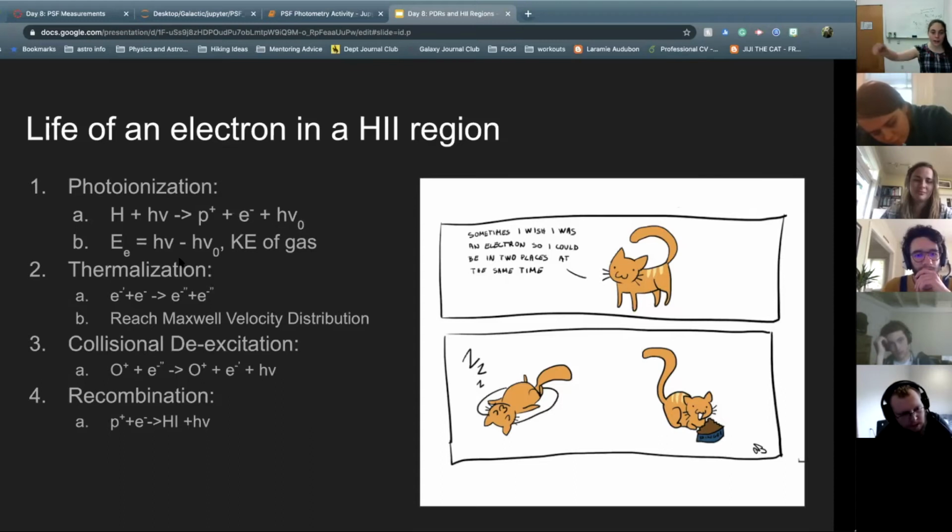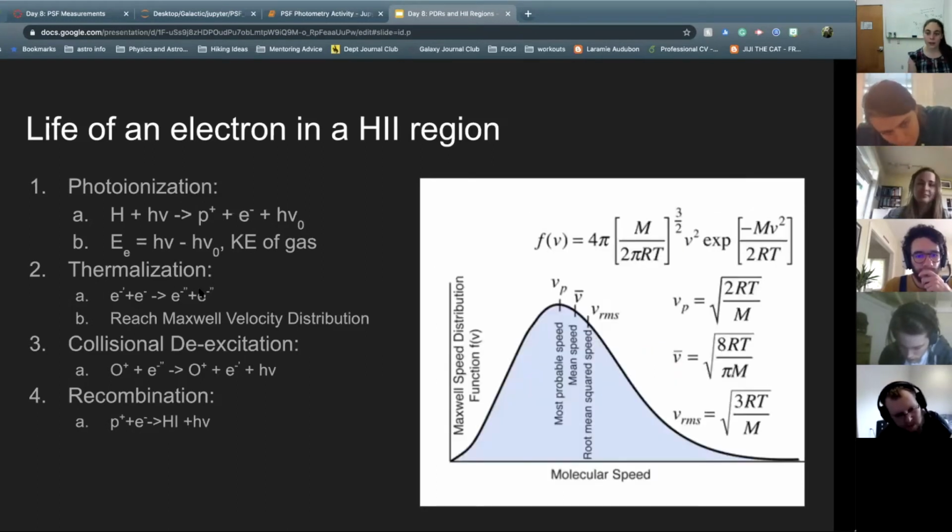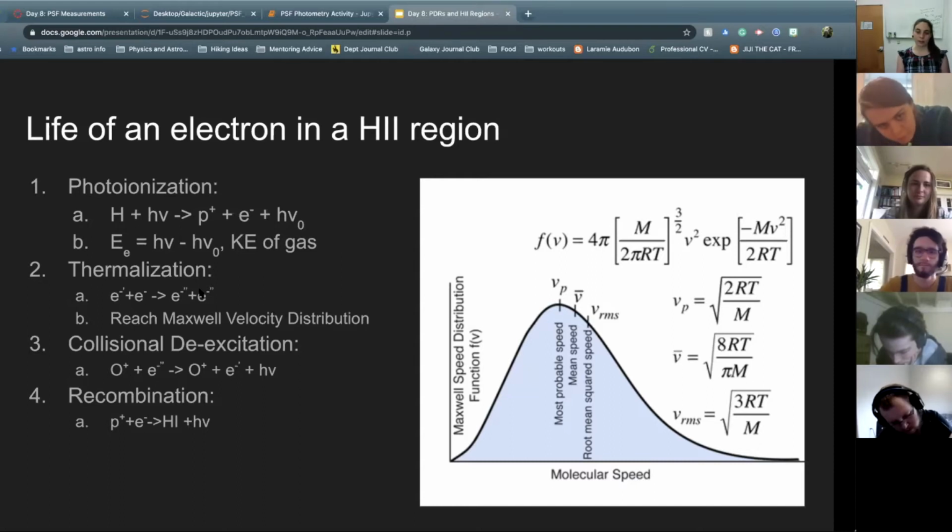As you fly off from your hydrogen, there's a good chance you will bump into other electrons, and over time, our H2 region will become thermalized, which just means that we have established a Maxwell-Boltzmann velocity distribution. So that curve that you should look semi-familiar, we'll get to a point where the velocities of our electrons have this nice Maxwell speed distribution as they bump into each other and exchange energy through collisions.